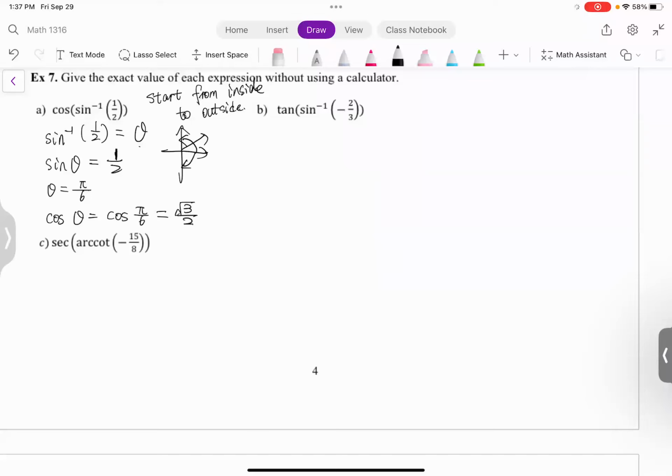All right, let's see the next one. We start from the inside to the outside. What is the inside? Inverse sine of negative 2 over 3. I assume that equals theta and convert it to the regular form. Sine theta equals negative 2/3.